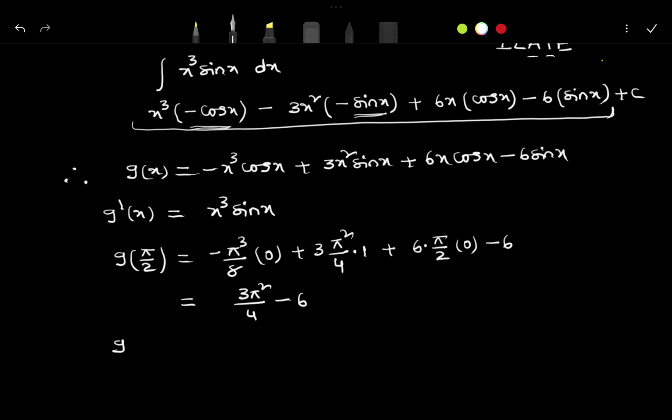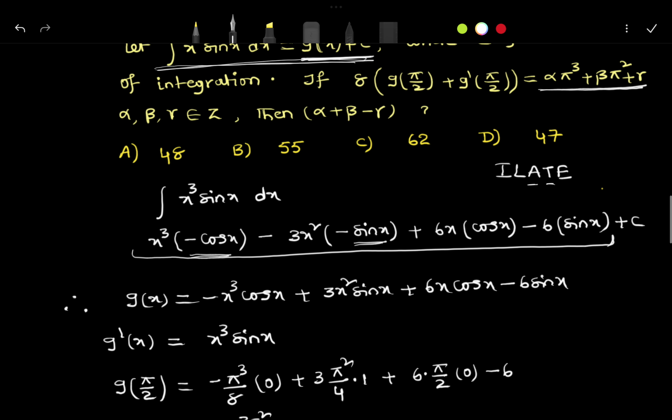And next one is g dash of pi by 2. G dash of pi by 2 value will be equal to pi power 3 whole divided by 8 into sin pi by 2. Sin pi by 2 value, you know how much? This is equal to 1. So this value will be pi to the power of 3 by 8.